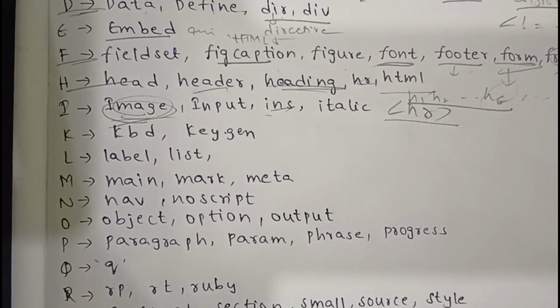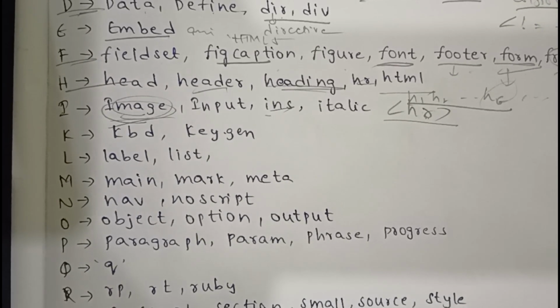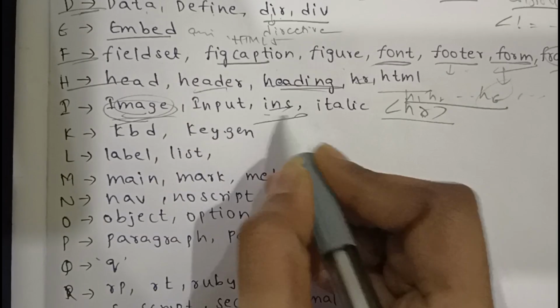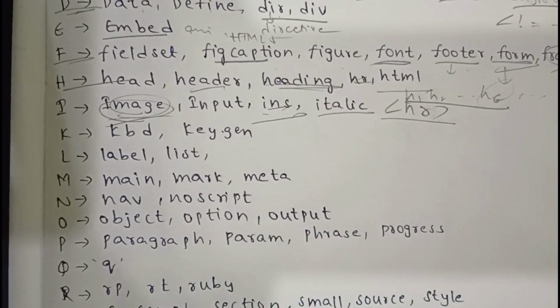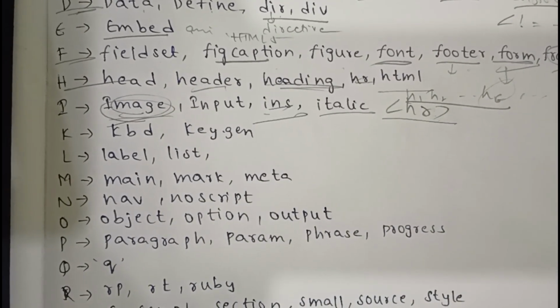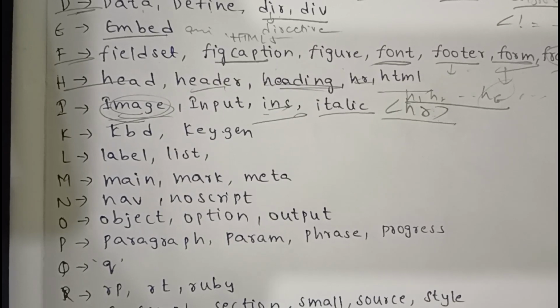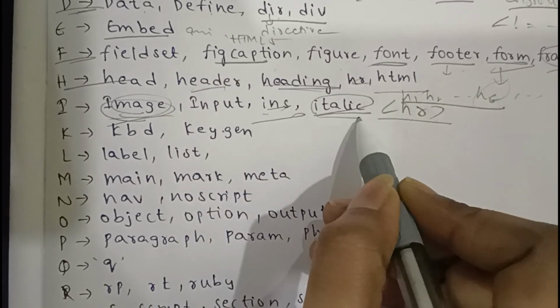Okay. INS. What is INS? INS is typically used to mark a range of content that has been added to the document. Next, italic. What is italic? It is generally used to display a technical term, phrase, or any important word in the language. For any important word we use italic.